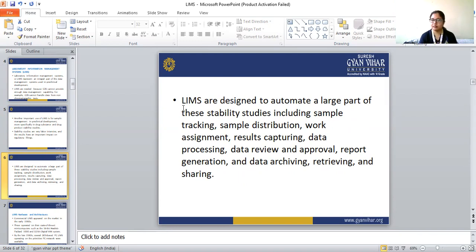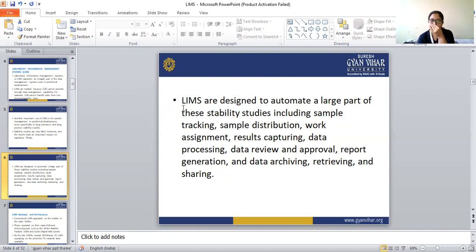How this LIMS is designed means that sample tracking we can do with the help of the LIMS, and sample distribution also we can do with the LIMS. Work assignment, result capturing, data processing, data review and approval, report generation, data archiving, retrieving and sharing. We can retrieve the data, we can share the data, we can archive the data through the LIMS.